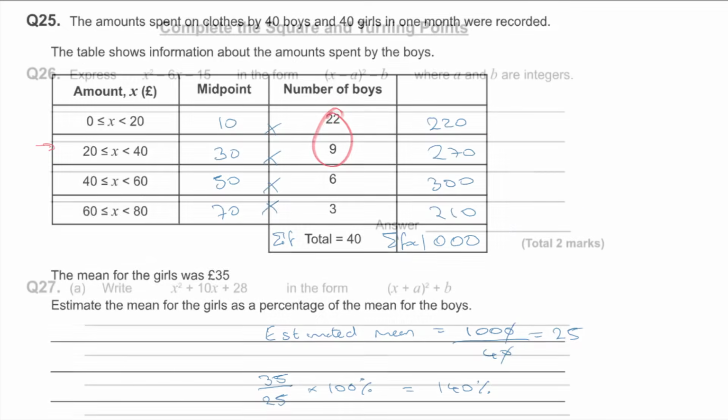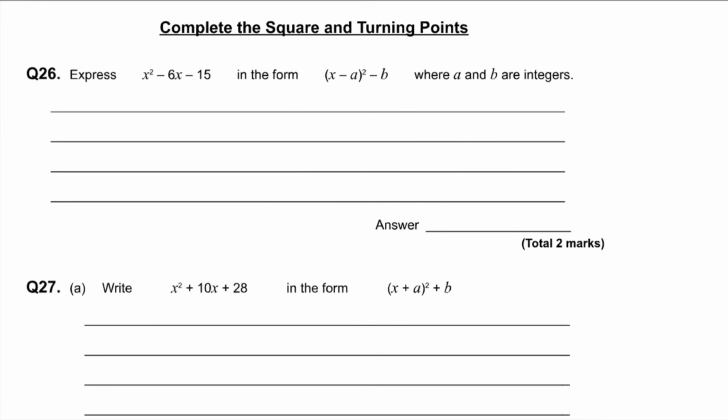Right? Cool. Next up, we're going to be looking at completing the square and turning points. Express x squared minus 6x minus 15 in the form x minus a all squared minus b, where a and b are integers. So the key to this is taking this value here, halving it, and that is going to be this part here then, isn't it? So we're going to take 6 and halve it. We're going to get 3. So this is going to be in the form x minus 3 all squared.